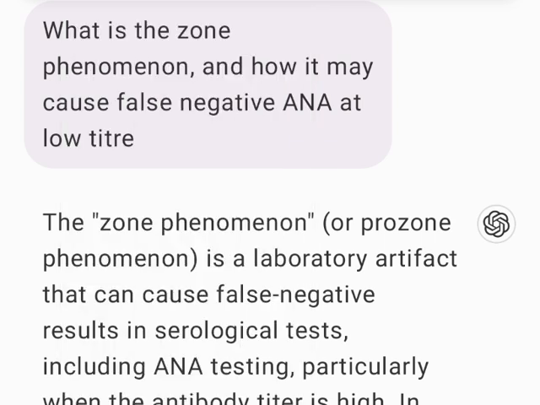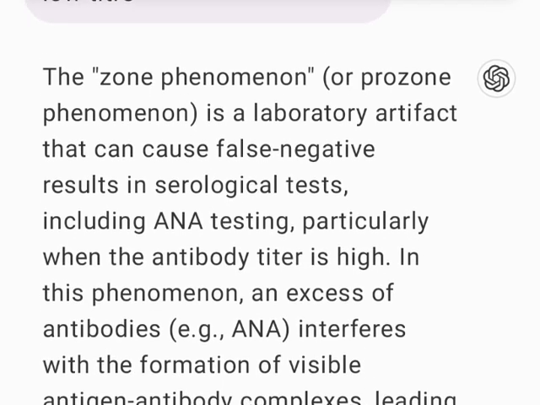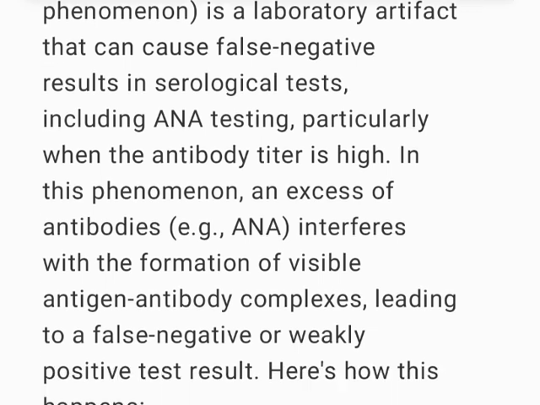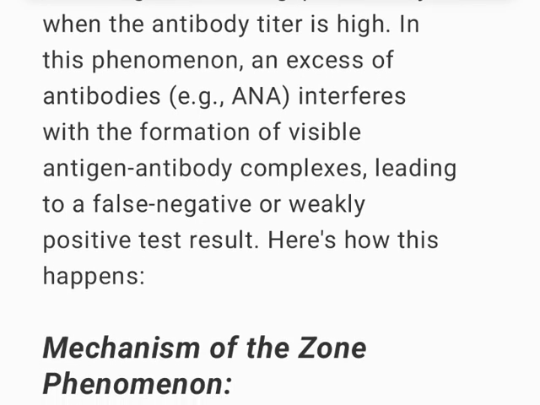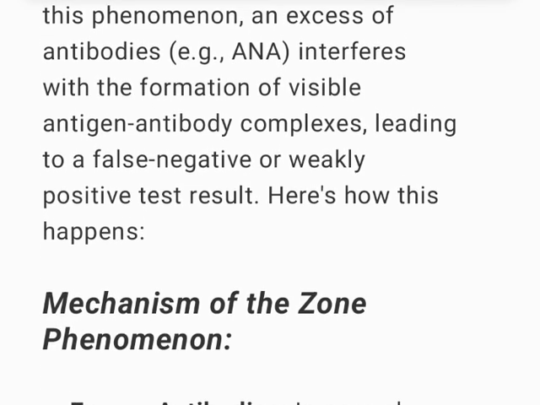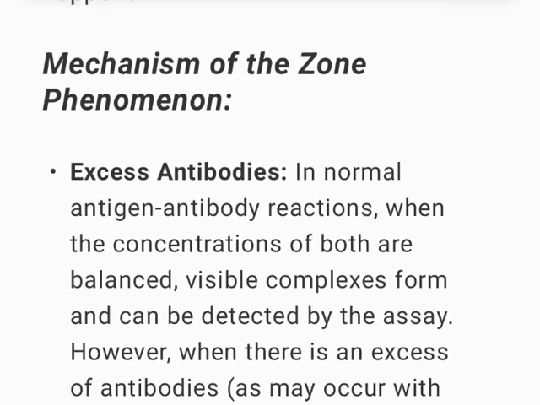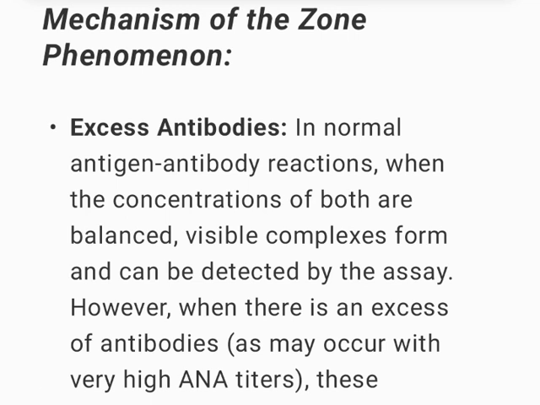The zone phenomenon, or prozone phenomenon, is a laboratory artifact that can cause false negative results in serological tests, including ANA testing, particularly when the antibody titer is high. In this phenomenon, an excess of antibodies, e.g., ANA, interferes with the formation of visible antigen-antibody complexes, leading to a false negative or weakly positive test result. Here's how this happens. Mechanism of the zone phenomenon.